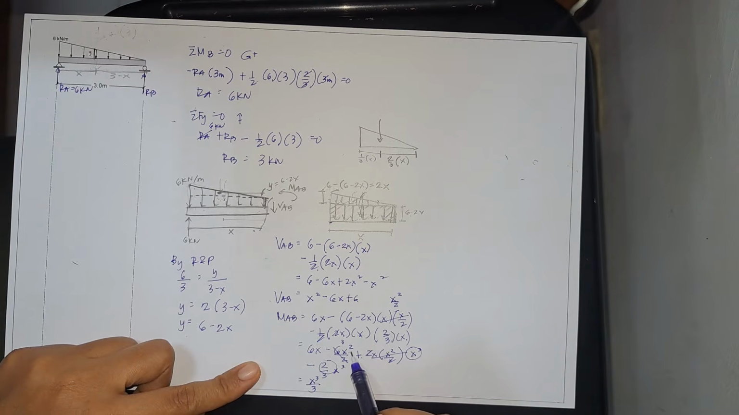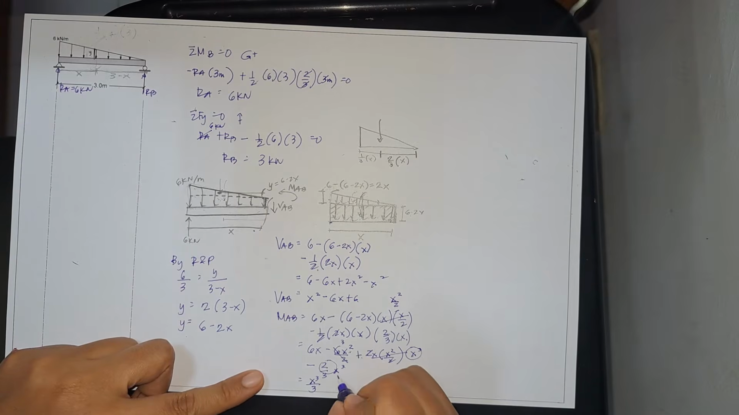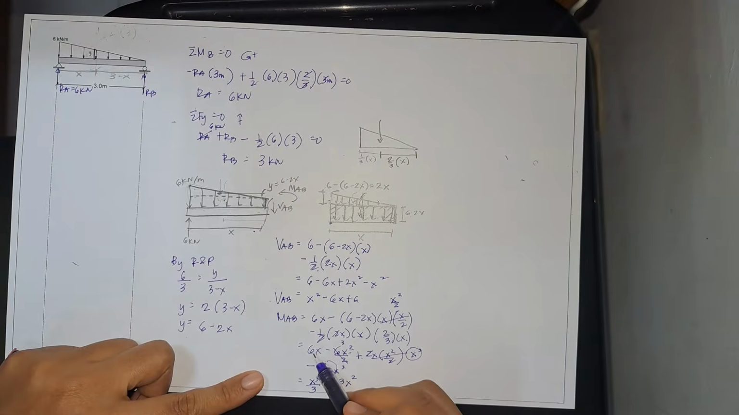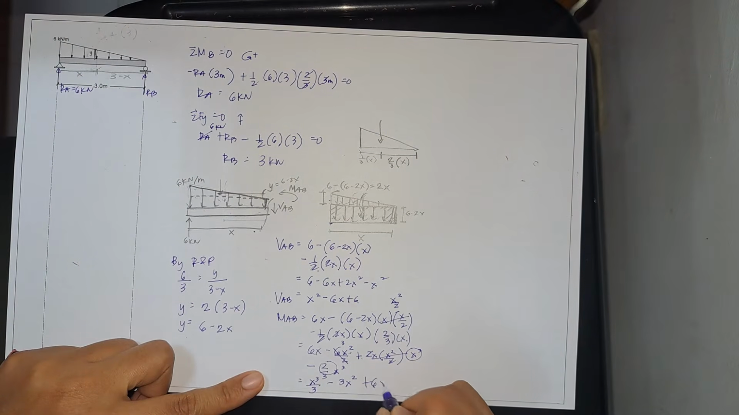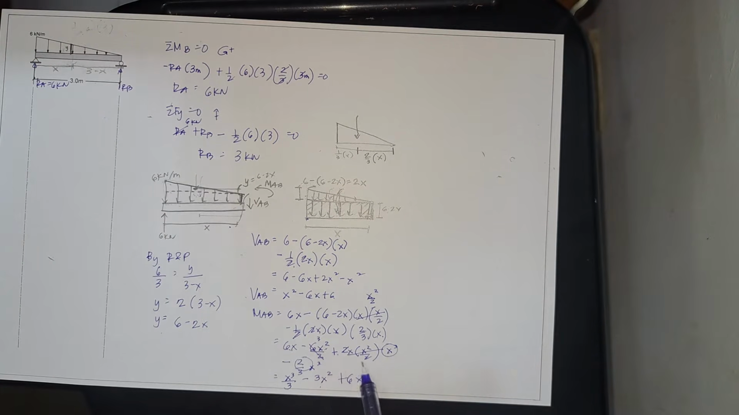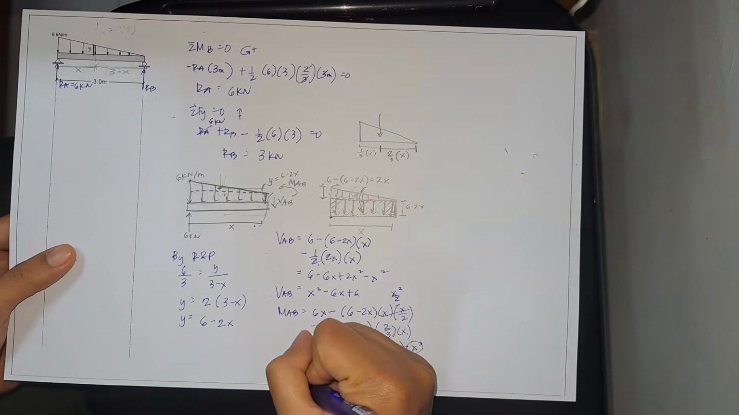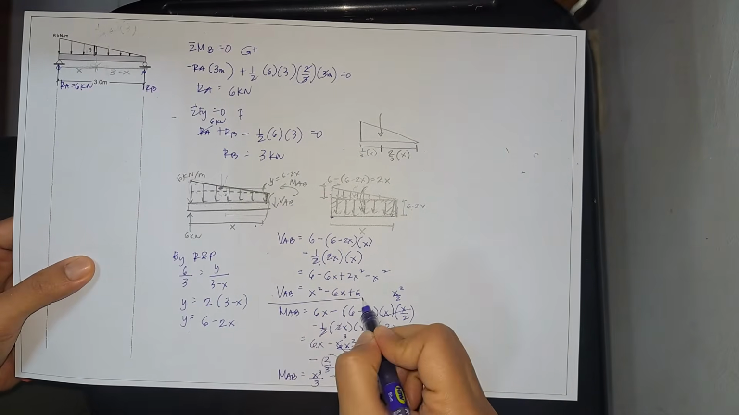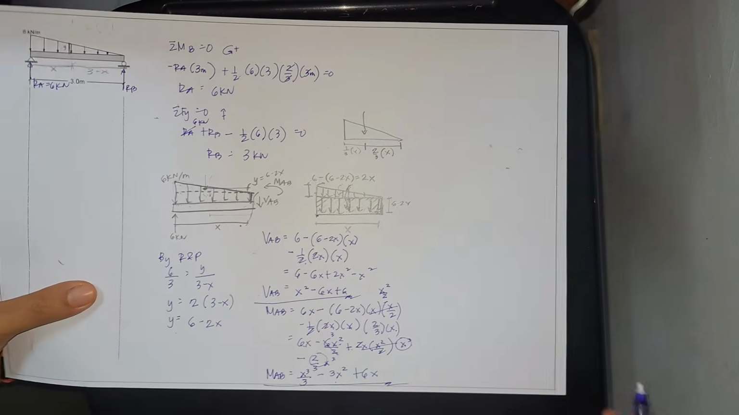And then, x squared. Meron pa po tayo dito natira na 3x squared. So, minus 3x squared. Tapos, another one here plus 6x. X cube all over 3. Double check po natin. Minus 3x squared. Tapos dito, cancel out. X cube na po yan. Okay, 6x. So, ito na po yung ating shear equation and then moment equation.